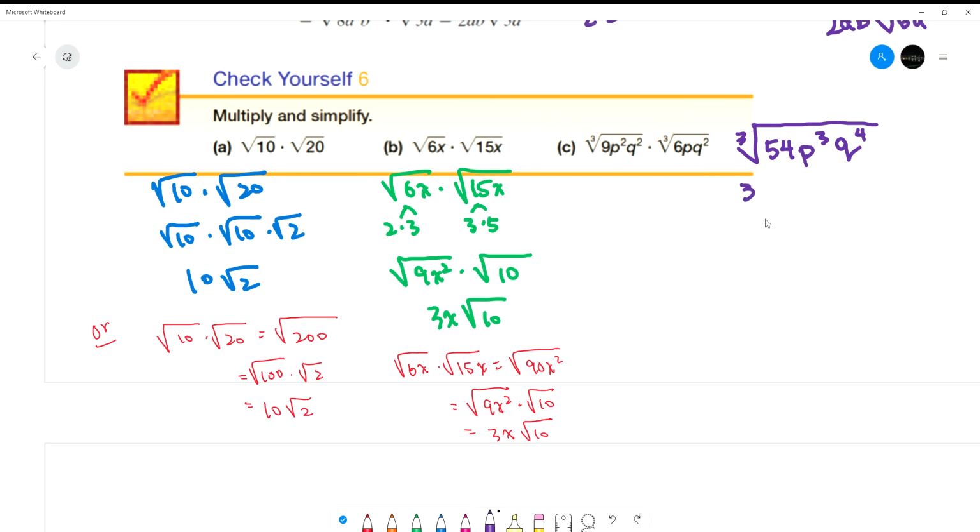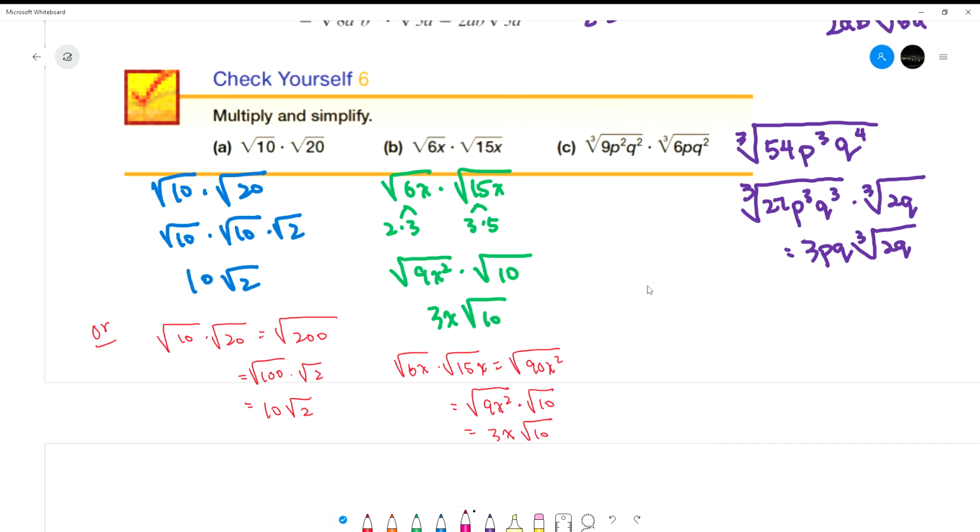This is the cubed root of 27 p cubed, q cubed times 2q, which are the remaining factors. Now we get 3pq times the cubed root of 2q. So that's the original way of doing it.